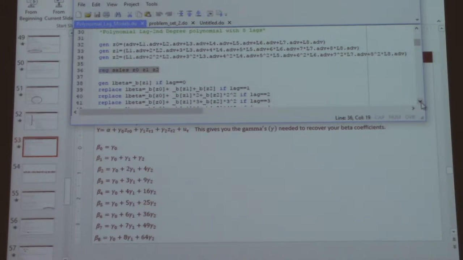So again, a lot of copying and pasting. It's not like you're writing every one of these lines of code from scratch. There's a ton of copying and pasting going on. Any questions? Everyone following? Ish?